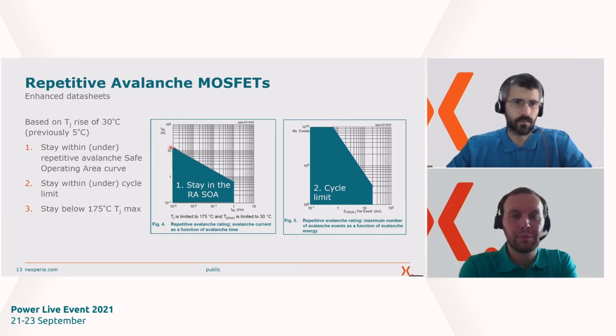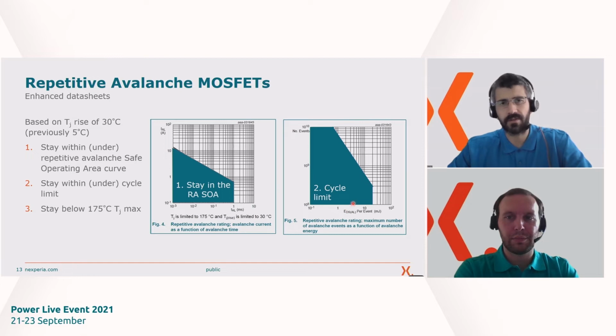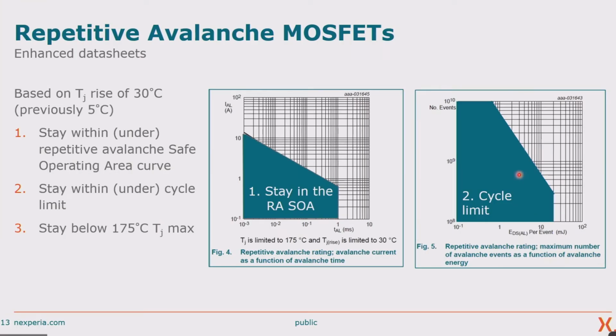And then a couple of points are selected on the border of the safe operating area, and from these, the devices are repeatedly avalanched at these conditions. From these tests, the cycle limit graph is produced by employing sufficient margin under the points of failure.